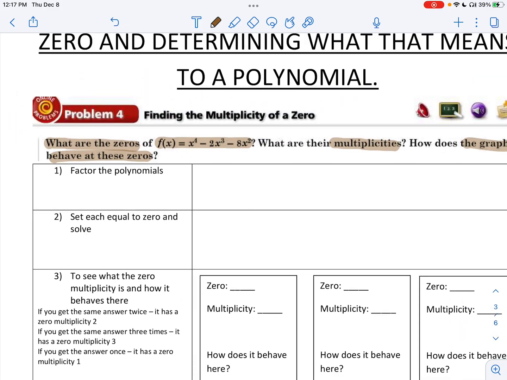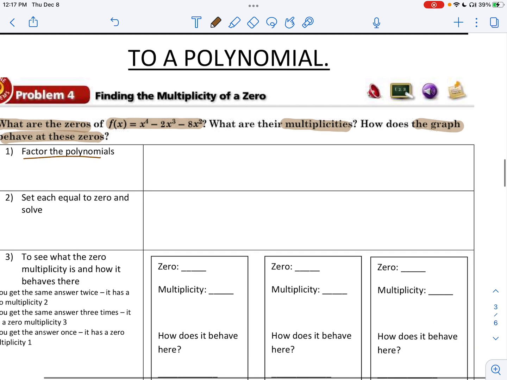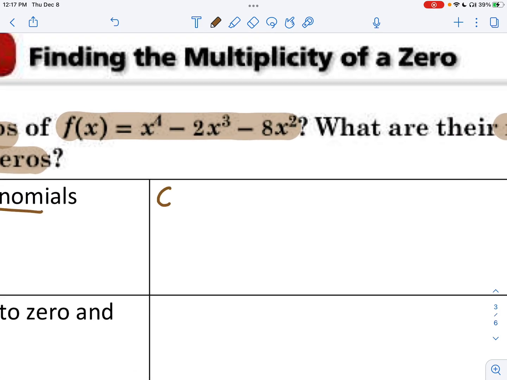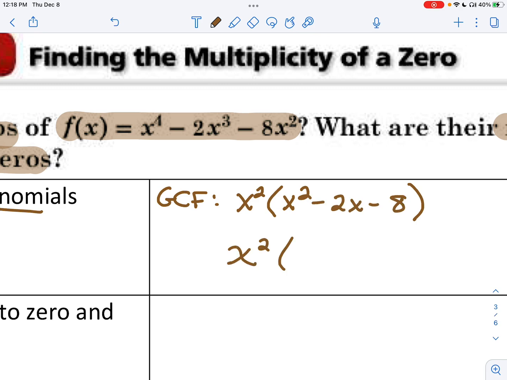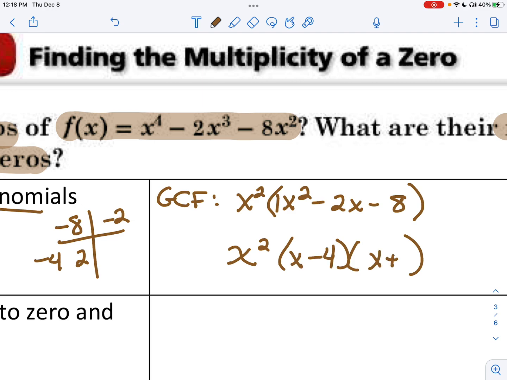So the first thing I see is it wants me to factor this polynomial. So I will take a GCF out, just like I did in problem 1. This time the GCF is x squared. That will give me x squared, take away 2x, take away 8. This is a quick factoring problem because a is 1. Let's see, we got AC is negative 8, B is negative 2. My magic numbers are negative 4 and positive 2.